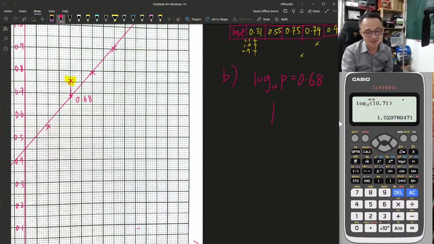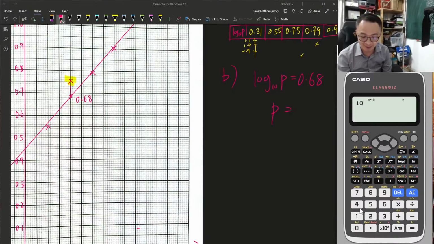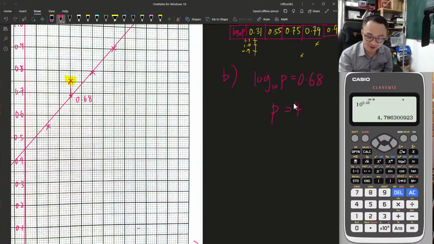0.68. But they asked about P, right? So P is 10 power of 0.68. So it's 4.79. Okay, this one is the P value. I assume I should change it in order to get a very accurate answer here.